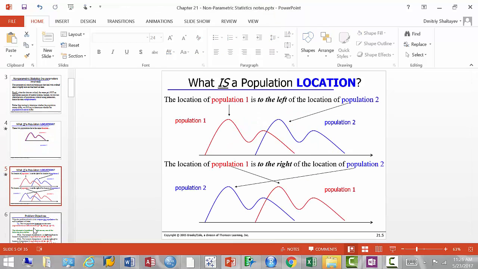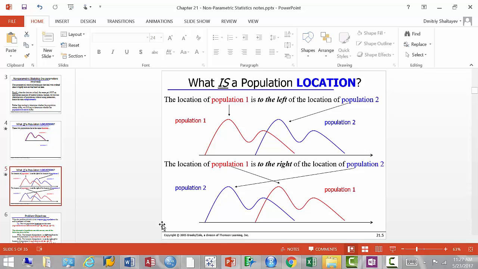So alternatively, here's what I can have. I can have two different pictures. If my population shapes are the same, okay, but one is shifted with respect to the other to the right or to the left, then I'm still going to say that the locations are different. Even though the size and the shape of the distribution look about the same, they are not in the same place, right? They don't occupy the same space, so to speak, horizontally, on the horizontal axis.